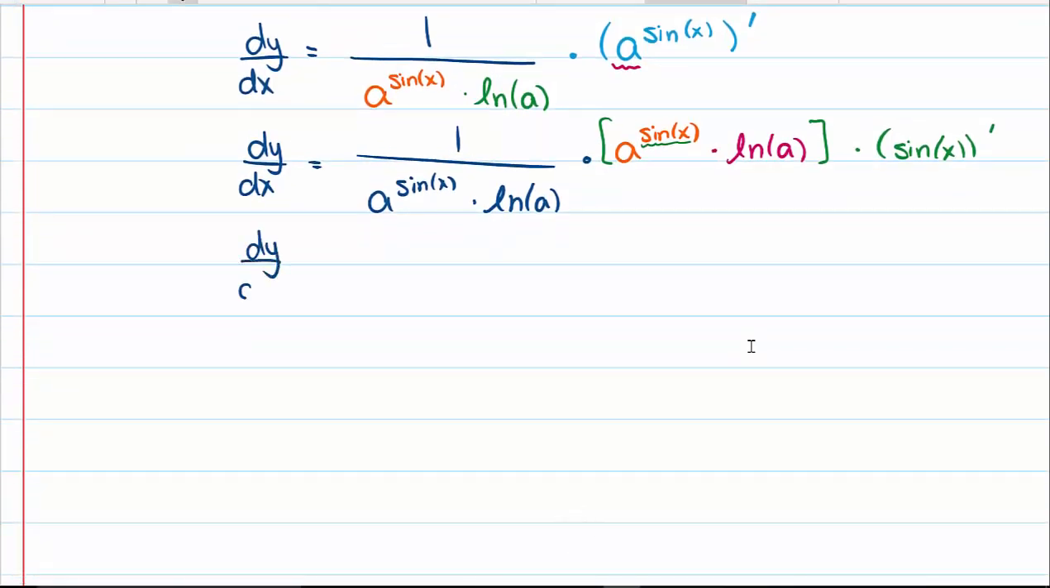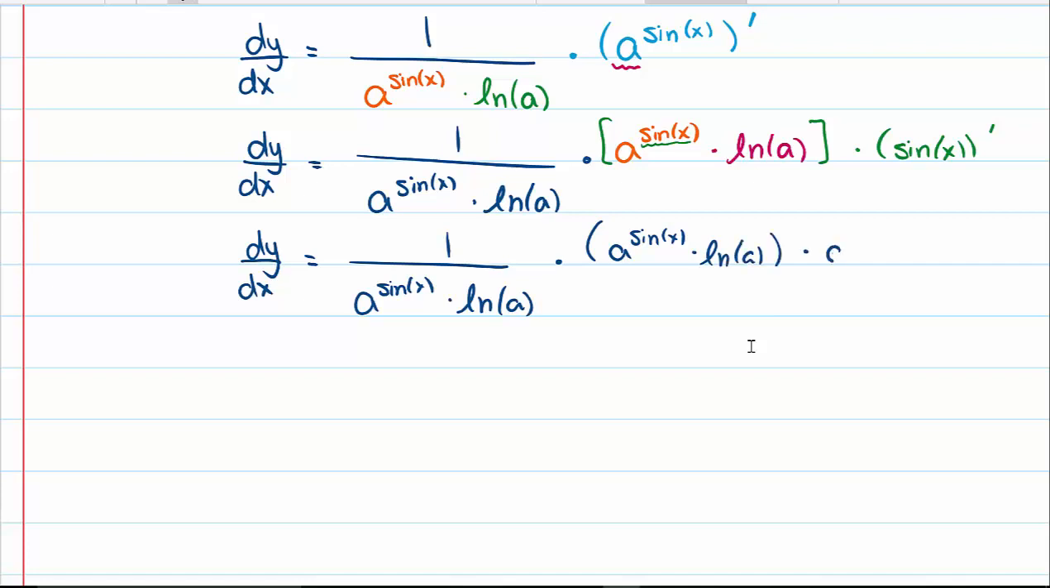Okay, so let's just keep working it out. We get dy dx is equal to 1 divided by a to the sine of x times ln of a, times a to the sine of x times ln of a, times cosine of x. Okay, now let's notice what we can reduce. This is all over 1. Everything is being multiplied, so this is going to reduce with that, and this is going to reduce with that. So dy dx is going to be equal to cosine of x.